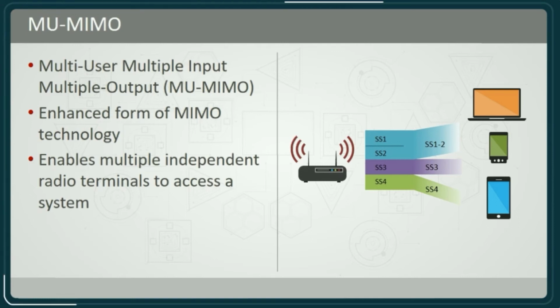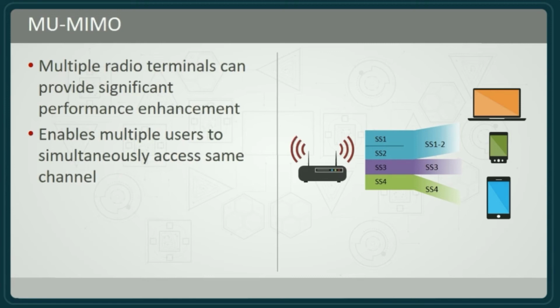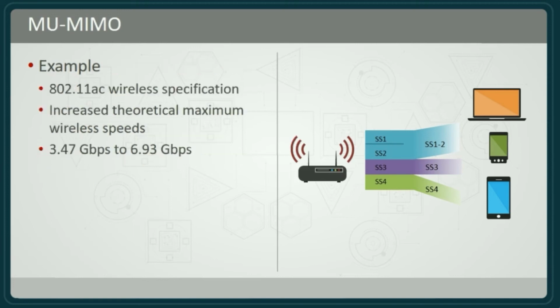So we see sessions 1 and 2 actually being dealt with separately. Then we see 3 and 4 are basically on their own, if you will. So 1 and 2 are combined, then 3 and 4 are independent, but all of this is happening at the same time. So with this, now we've got multiple radio terminals. They can provide significant performance enhancement because we now have these multiple users simultaneously accessing the same channel. So with this, we can get significantly higher data rates.